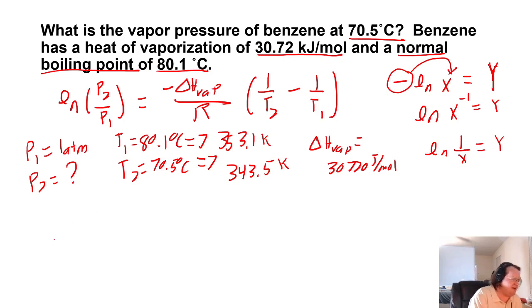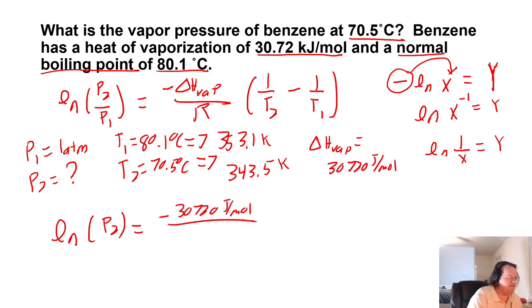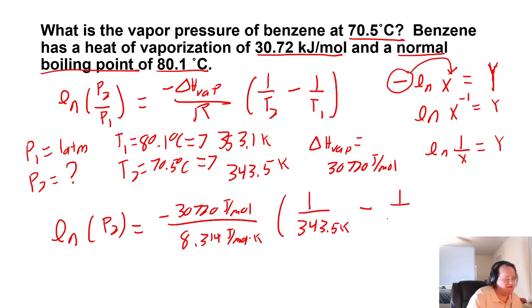So now, we got some values to plug in. So I've got the ln of P2. Because P1 is 1, P2 divided by 1 atmosphere is just P2. Is equal to negative 30,720 joules per mole divided by 8.314 joules per mole Kelvin times 1 divided by 343.5 Kelvin minus 1 divided by 353.1 Kelvin. So now we've got a lot of things to plug in.